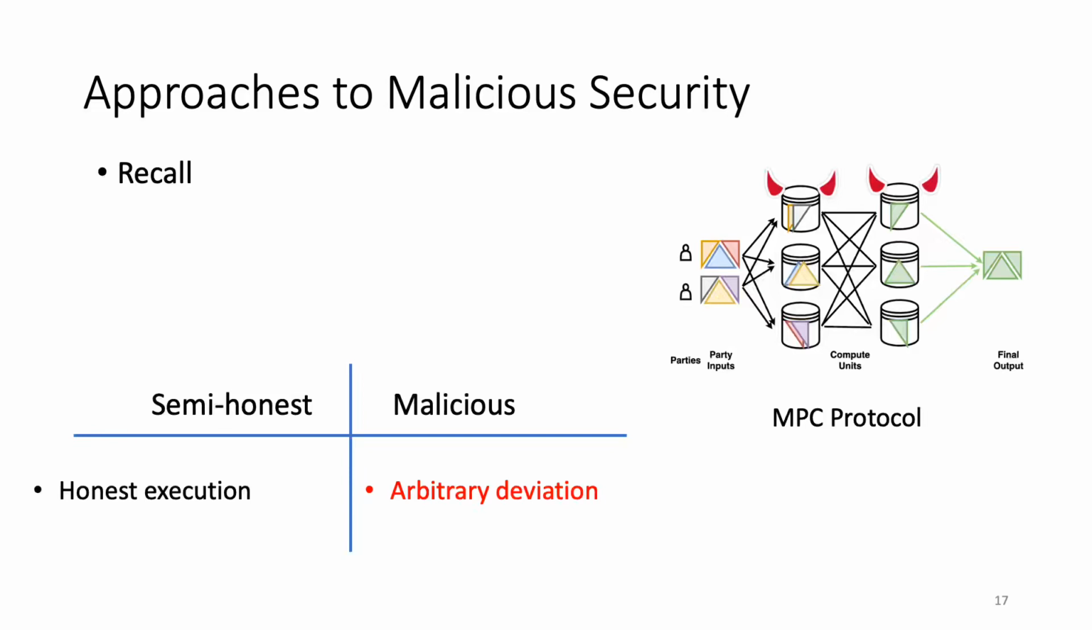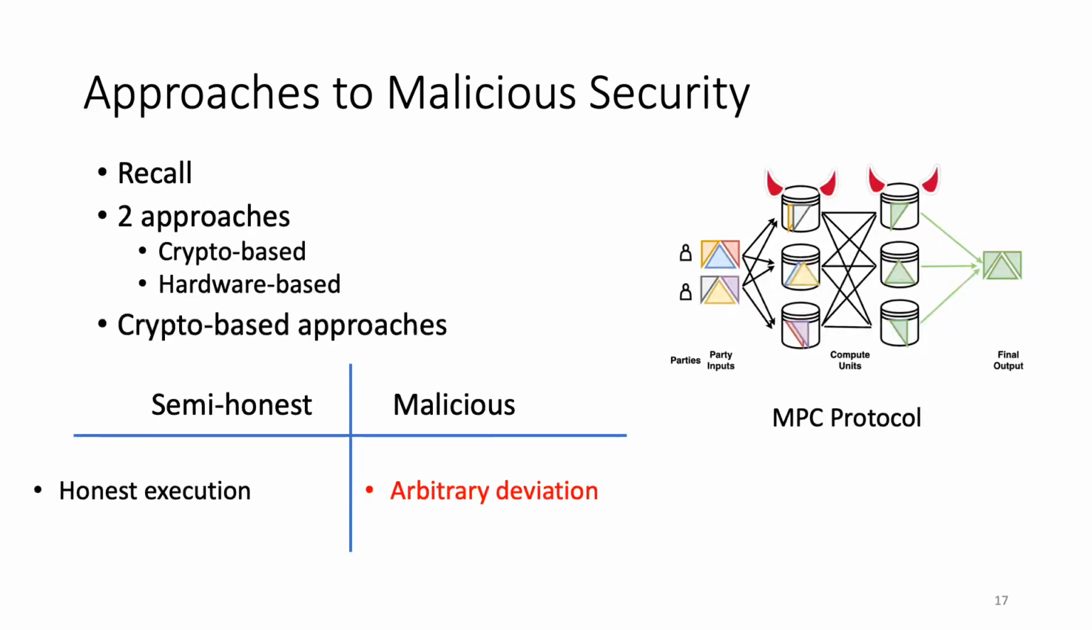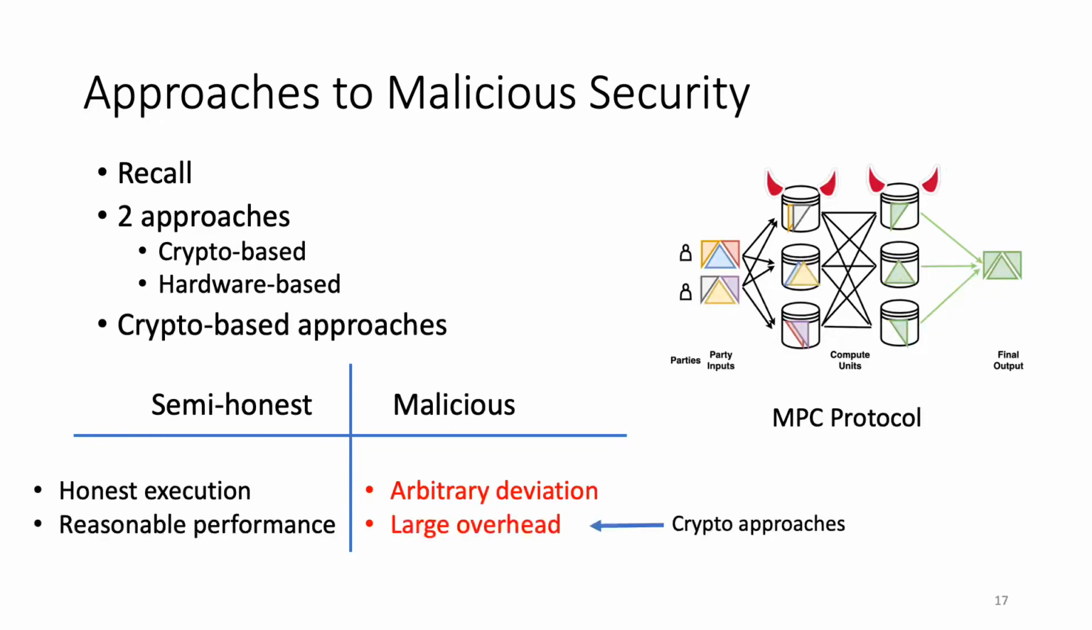The approaches to get malicious security can then be divided into two categories: crypto-based or hardware-based. Crypto-based approaches to MPC design cryptographic protocols for the same, and in practice, for semi-honest security, they are able to get reasonable performance. But for malicious security, while specific techniques for specific protocols can have reasonable overhead, generic techniques that work over arbitrary protocols are very expensive and have a large overhead.